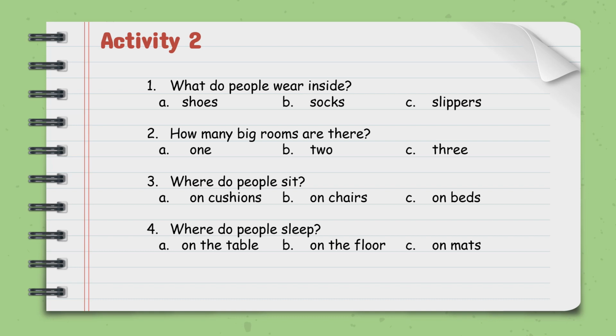Question number 3. Where do people sit? Do people sit on cushions, or chairs, or beds? And the 4th question, where do people sleep? Do they sleep on the table, on the floor, or on mats? Answer the questions and check your answers at the end of this video.